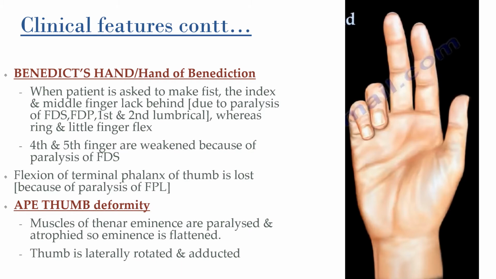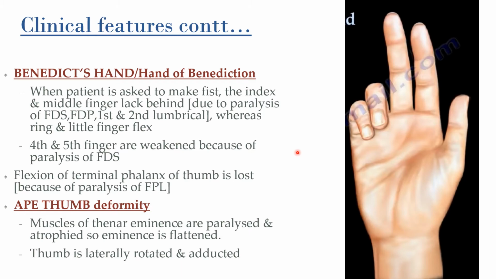When the median nerve is injured at the level of the elbow, the patient will have this presentation, which is called hand of benediction or Benedict's hand. Now, what are we seeing here? The patient with median nerve injury, when asked to make a fist, is not able to flex the proximal and the distal interphalangeal joint of the 2nd and 3rd digit because of the paralysis of flexor digitorum superficialis and flexor digitorum profundus.